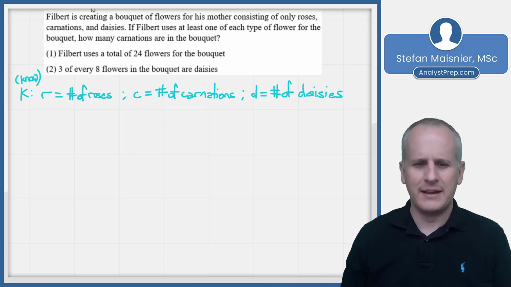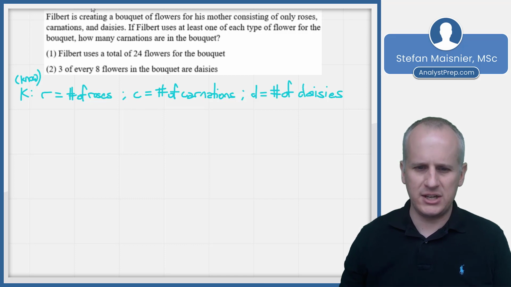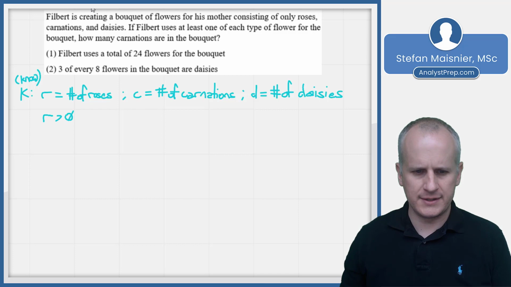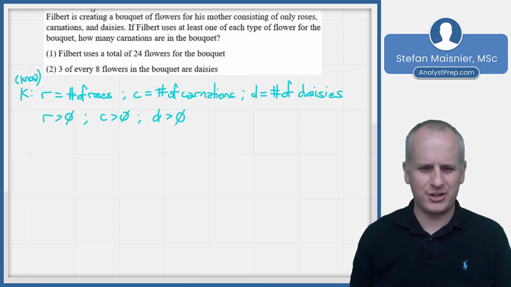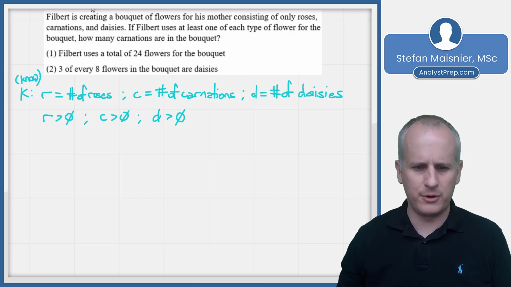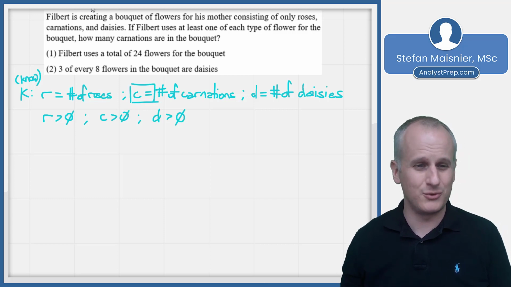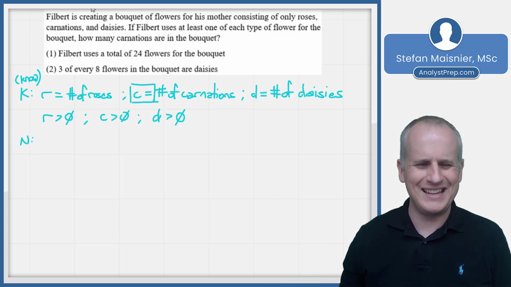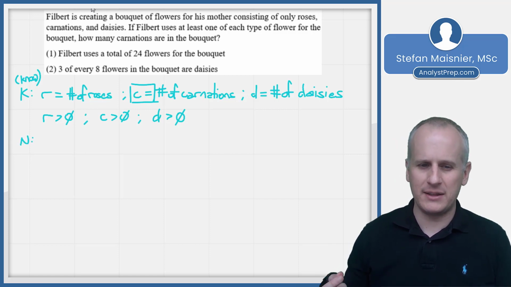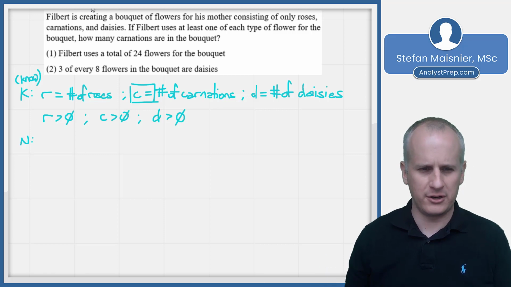Then we learn that Filbert uses at least one of each type of flower for the bouquet. So that means that R is greater than 0, C is greater than 0, and D is also greater than 0. How many carnations are in the bouquet? So now we're just going to box off what we're being asked for, which is what C equals. So then we've got to consider what we need in order to determine mathematically what the total number of carnations, or the variable C, is without exception.